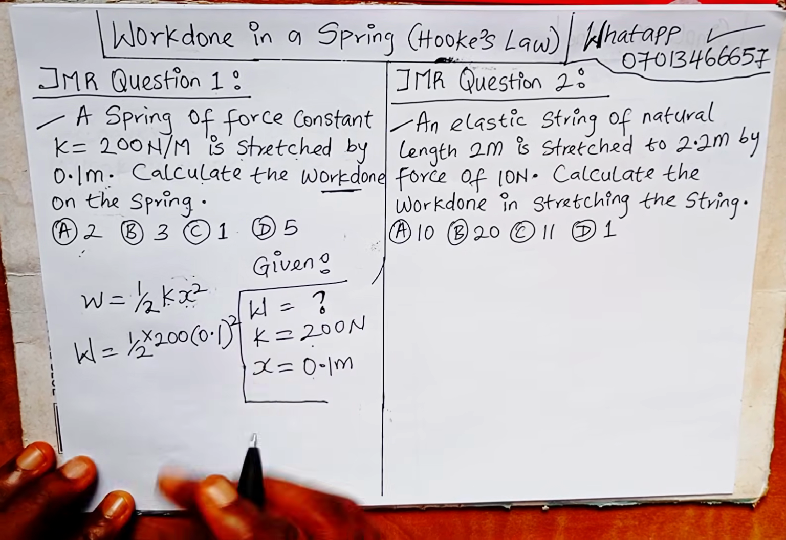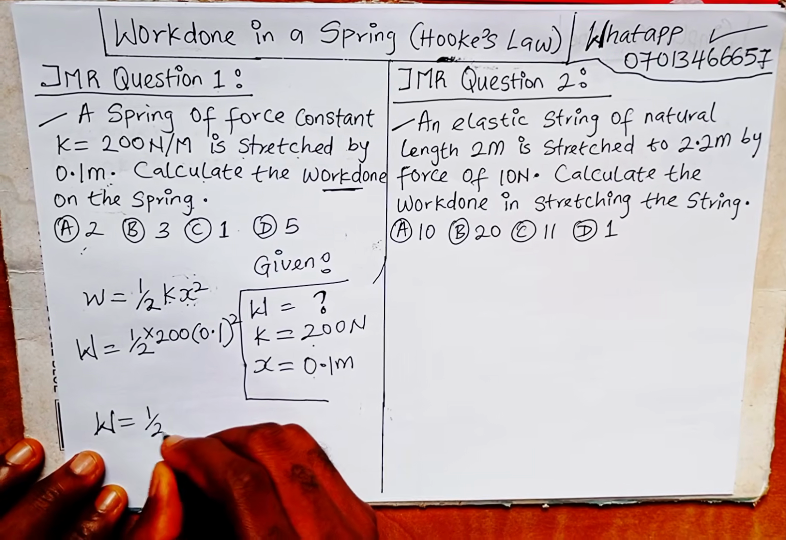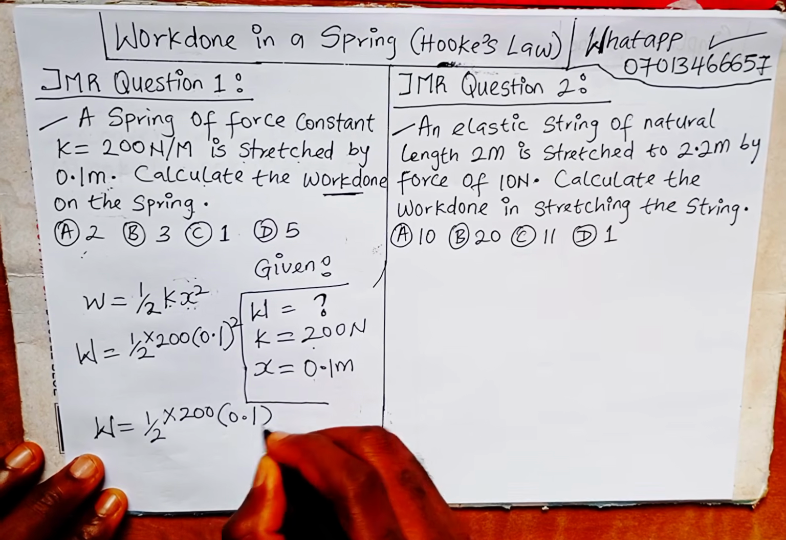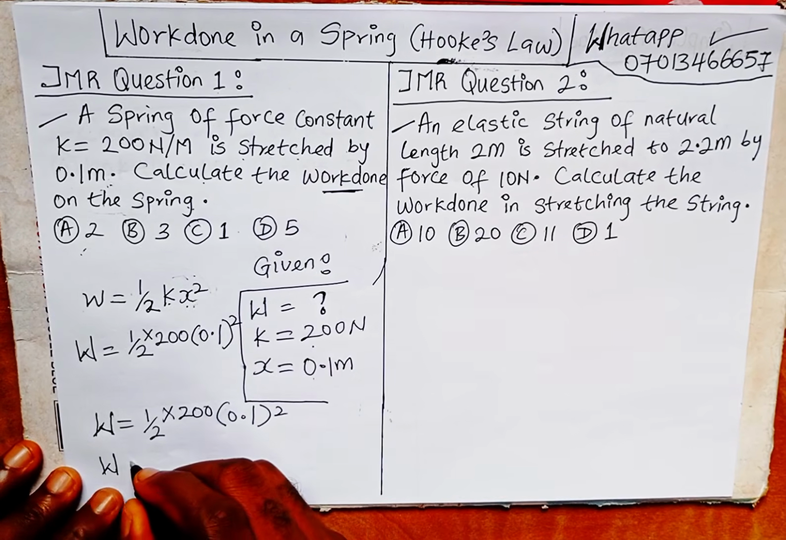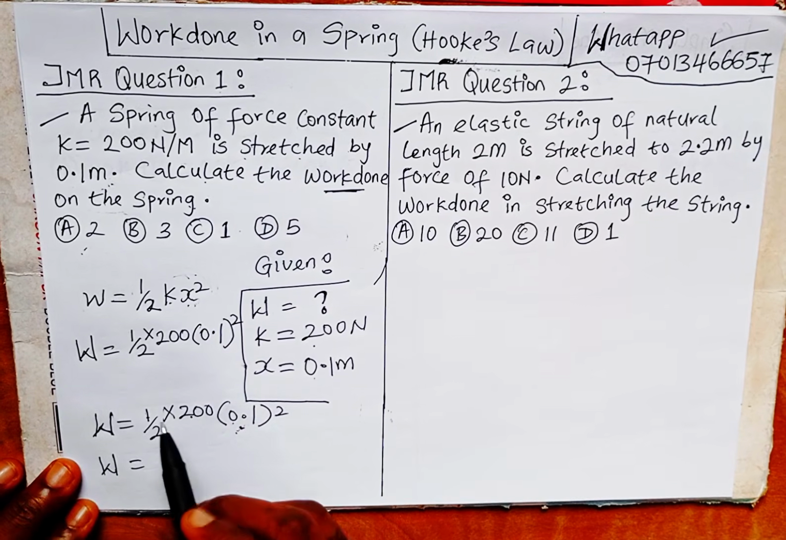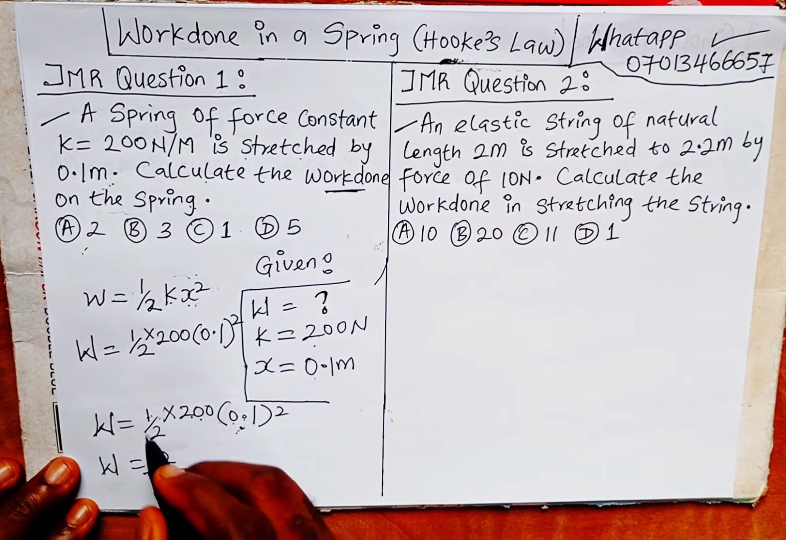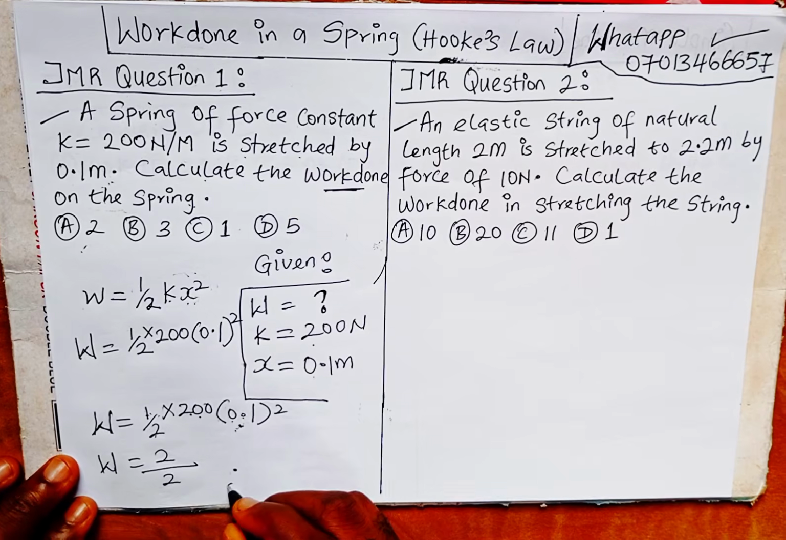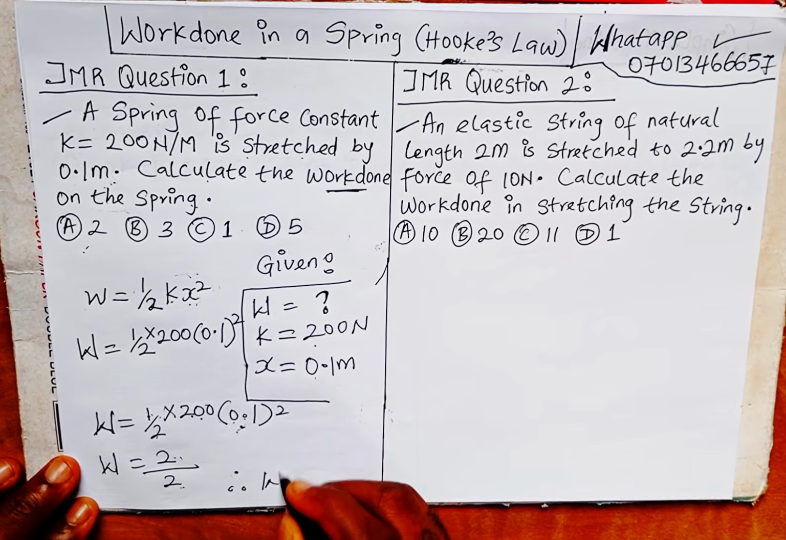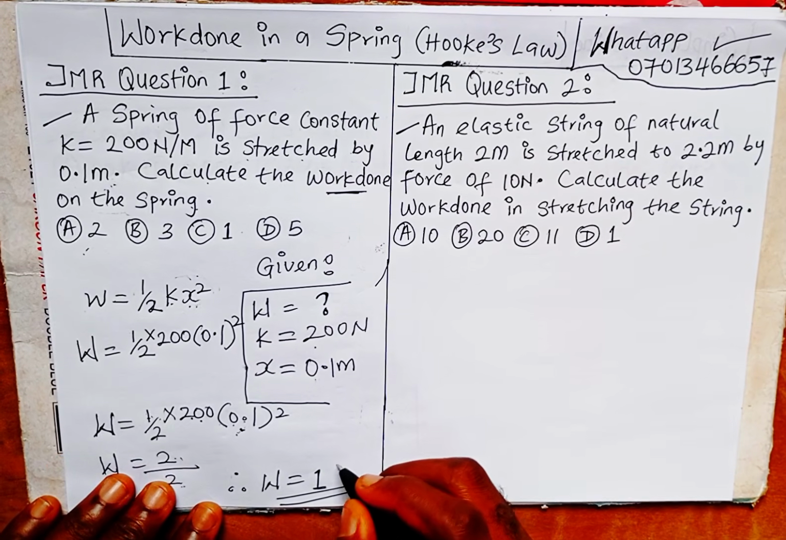So we are left with this. Let's bring it down so that we see it properly. W, our work done, is equal to half times 200 times bracket open 0.1 bracket close squared. Let's open this bracket first. 0.1 times 0.1 will give us 0.01. 0.01 times 200 will give us 2. Over what do we have as the denominator? 2. Therefore, our work done is equal to 2/2. 2 divided by 2 is 1. Work done is equal to 1. So this is the final answer. Work done equals 1 joule.